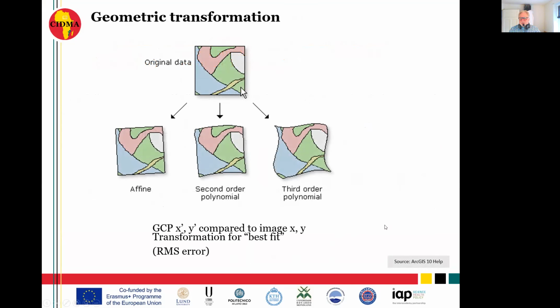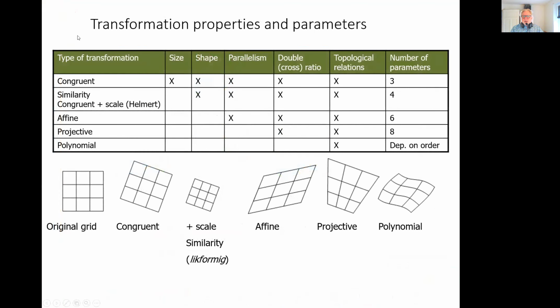The transformations that we can do: if we have the original data, we can use an undefined transformation. We can use a second order polynomial or a third order polynomial. The higher polynomial I use, the more control points are required. And we can see in this table here that we have different transformation possibilities.